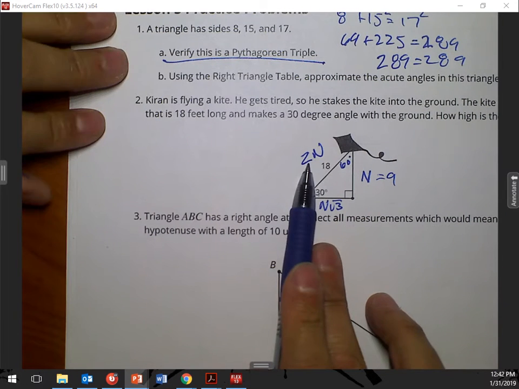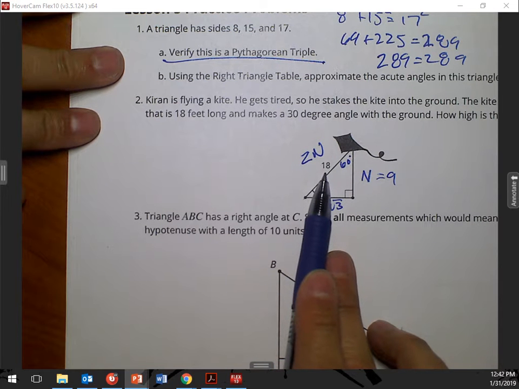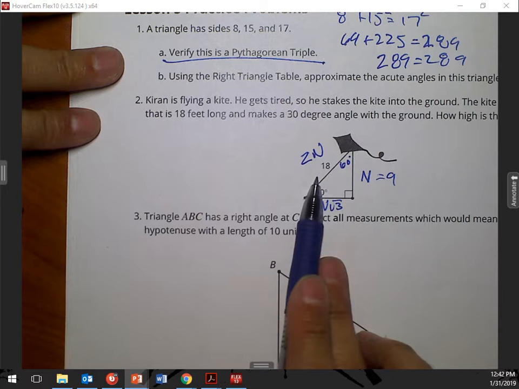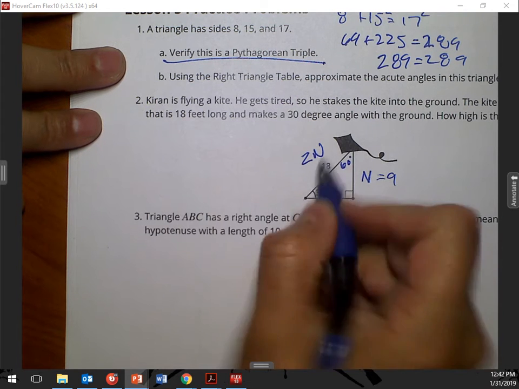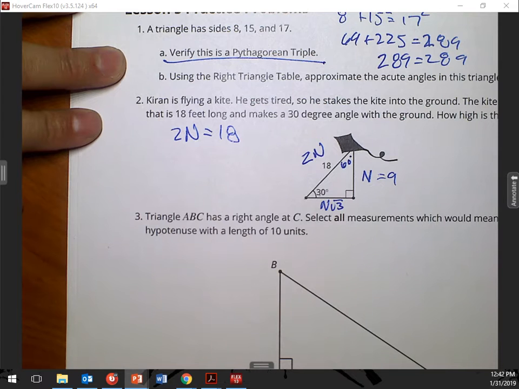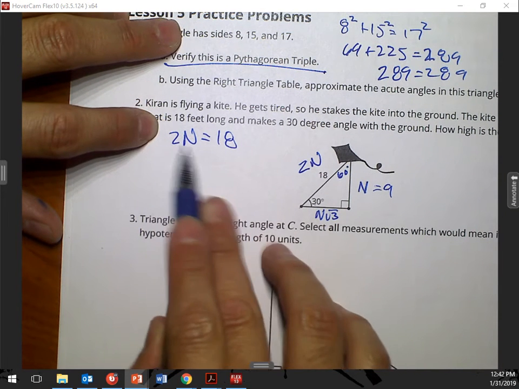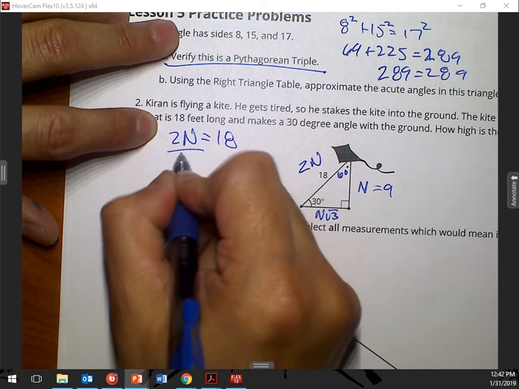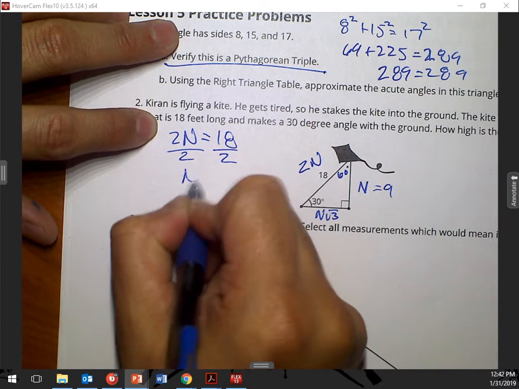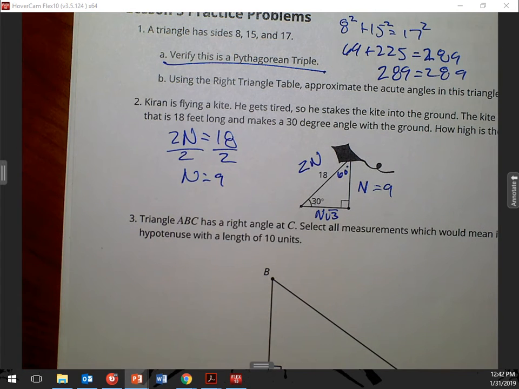Look, I'm going to show you guys the steps. I know this one here, right? Hey, pay attention. So this one is my 2n. So 2n is equal to my 18, right? So if I'm trying to find n, what would I do to get the n by itself? Divide both sides by 2. So n is 9.